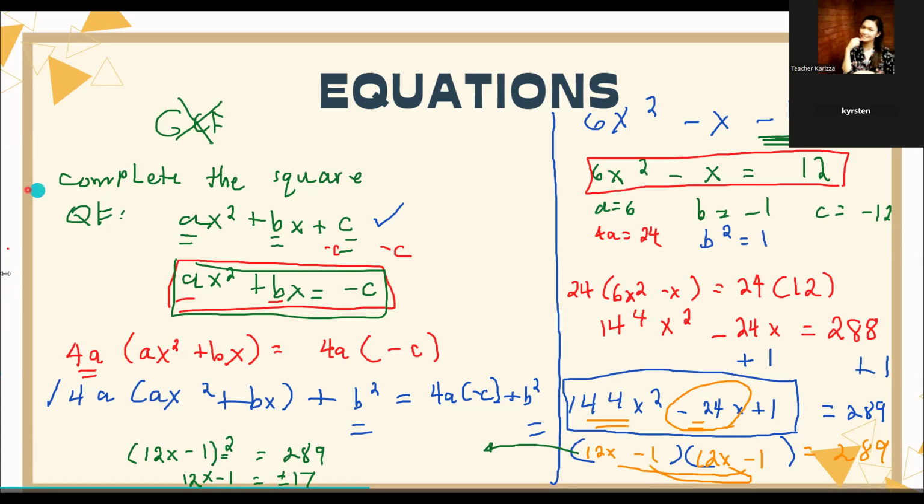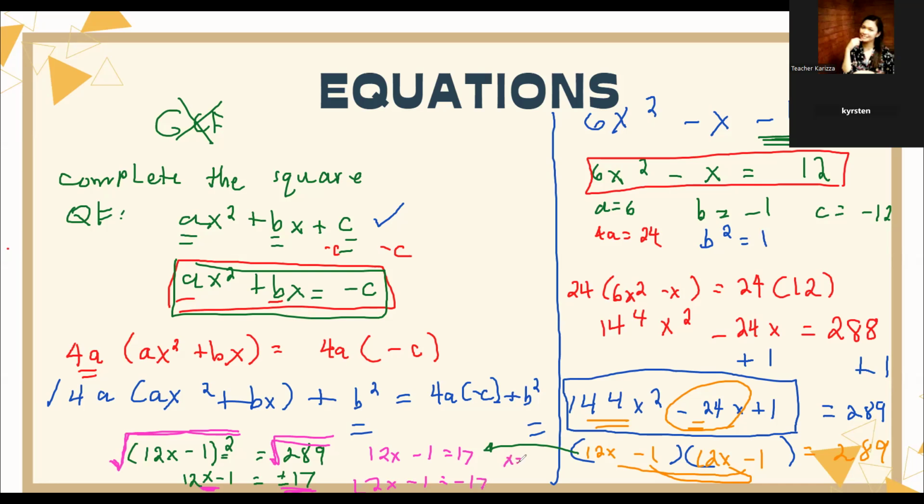Okay po. The step here is you have to square root both sides. If you square root this side, it will become 12x minus 1. Okay? And the square root of 289 is positive negative 17. So we have 12x minus 1 is equal to 17, and 12x minus 1 is equal to negative 17.